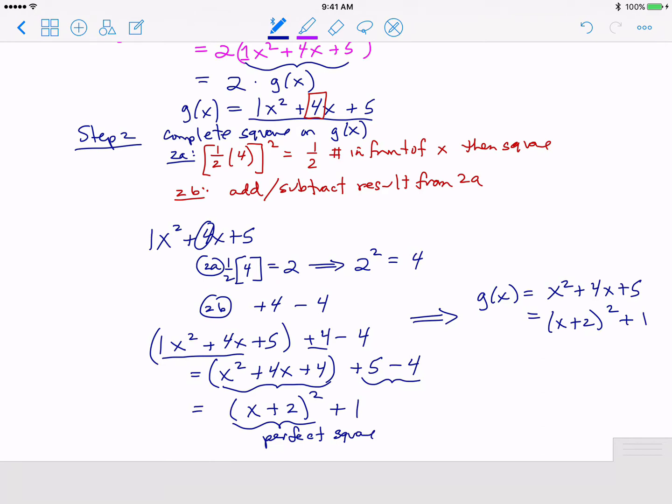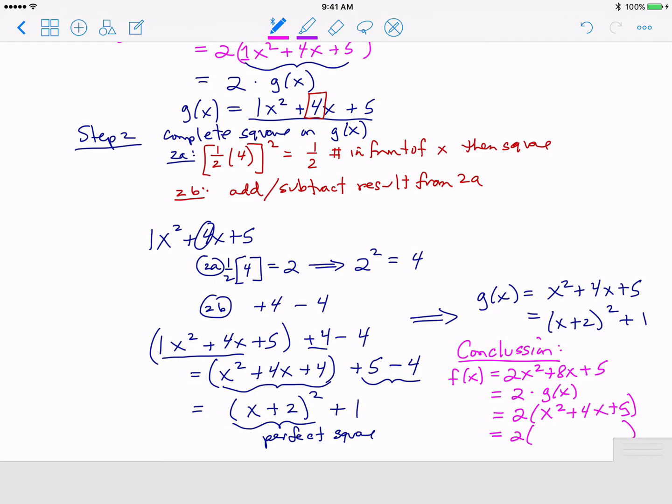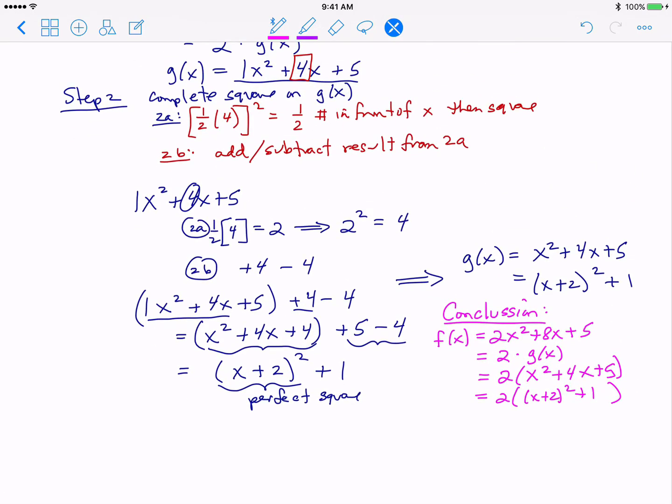So in conclusion, the final step would be to remember that our function f of x was 2x squared plus 8x plus 10, and that was the same thing as 2 multiplied by g of x, which was g of x was x squared plus 4x plus 5. And we have now shown that x squared plus 4x plus 5 is the same thing as x plus 2 squared plus 1. From which we can say that f of x is 2 times x plus 2 squared plus 2.